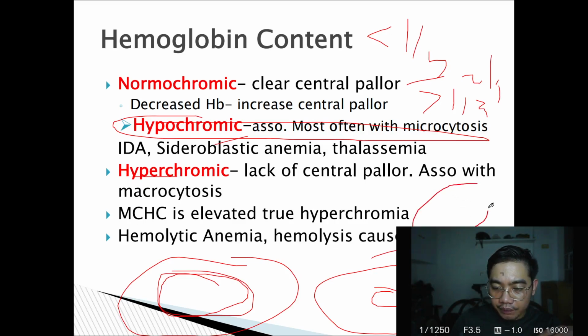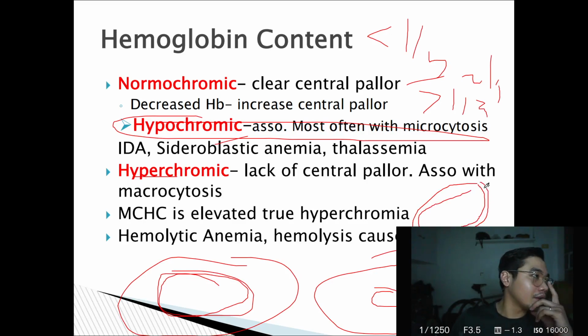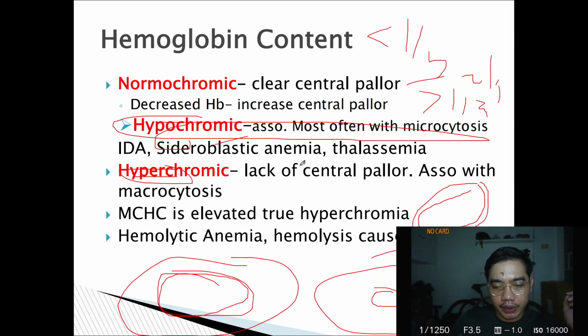Sometimes we call them ghost cells, but it depends. Ghost cells, meaning overlap. One book I read before, it's what we call ghost cell. Sometimes we call them ring cells na lang, no? So there's a lot of nomenclature, but we'll just call them hypochromic and hyperchromic.